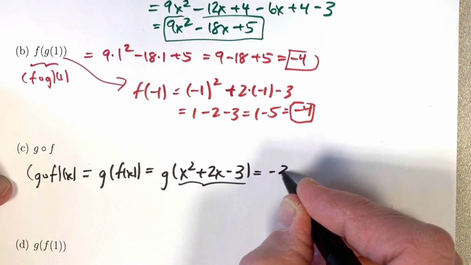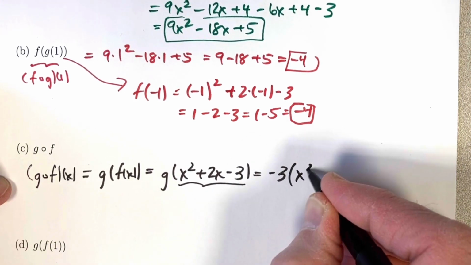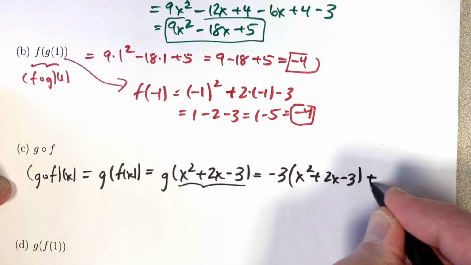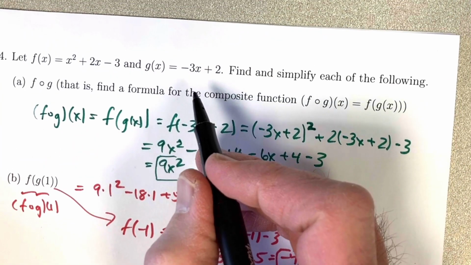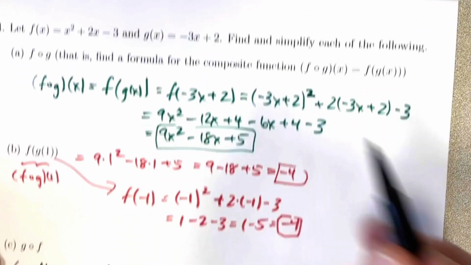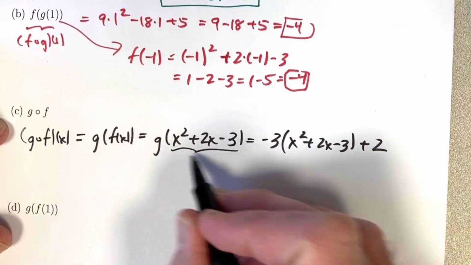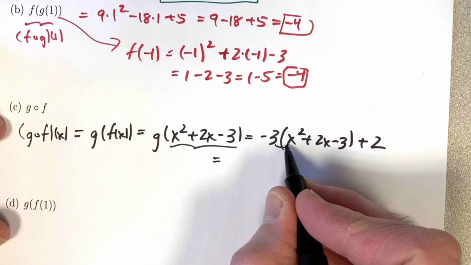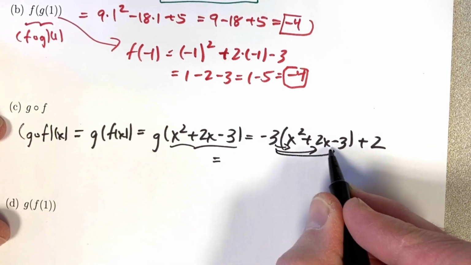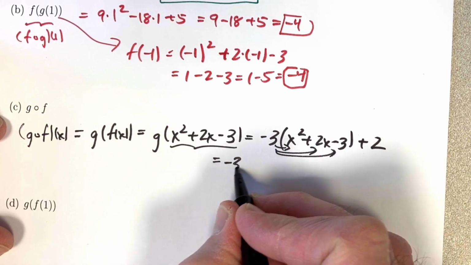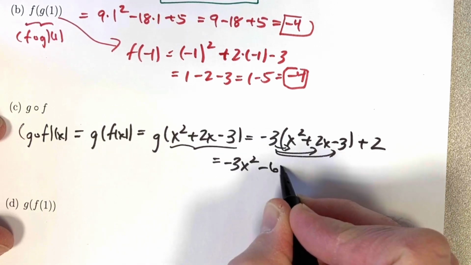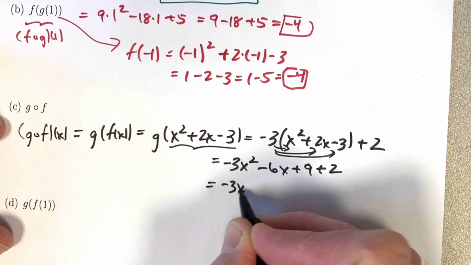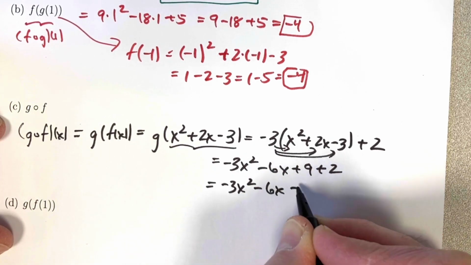So we get negative 3 times the entire expression that gets plugged in place of x, and then add 2. Yep, that's the formula for g, negative 3x plus 2. Negative 3 times that expression plus 2. Order of operations, you've got to think about that in doing what you're doing here. Distribute the negative 3 through the parentheses, get negative 3x squared minus 6x plus 9, then plus 2, and simplify: negative 3x squared minus 6x plus 11.